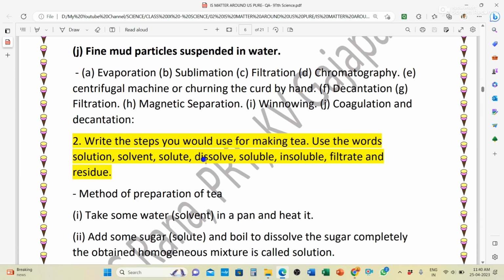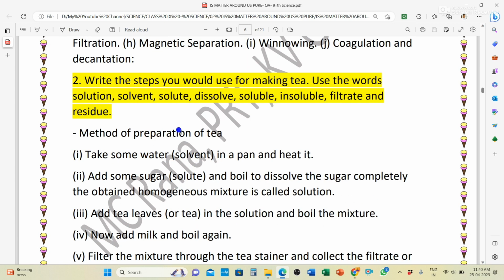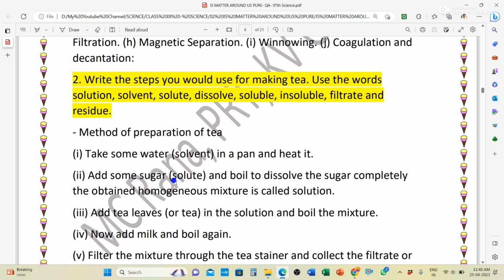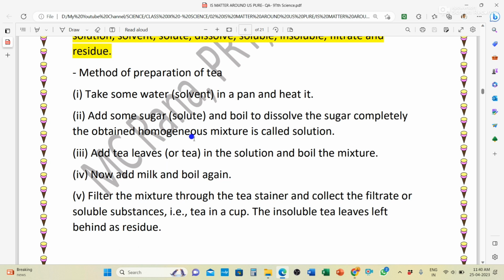Then write the steps you would use for making tea. Use the words solution, solvent, solute, dissolve, soluble, insoluble, filtrate, and residue. So the method of preparation of tea is, first we have to take some water, that is the solvent, in a pan and heat it. Add some sugar, that is the solute, and boil to dissolve the sugar completely. The obtained homogeneous mixture is called a solution.